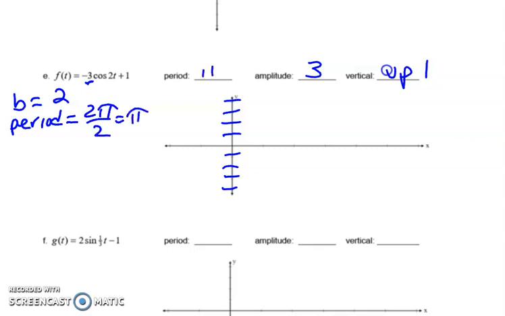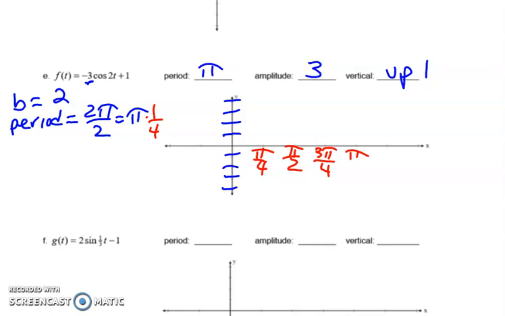So for our intervals, we multiply that by 1/4, we're going to end up with intervals of pi over 4. So 2 pi over 4 is just pi over 2, 3 pi over 4, and again that fourth one will be whatever the period is, in this case pi.